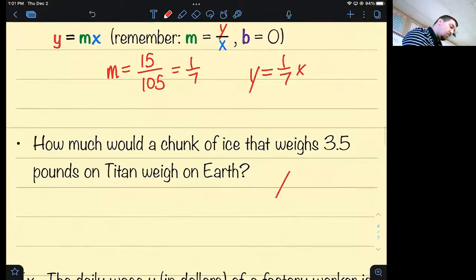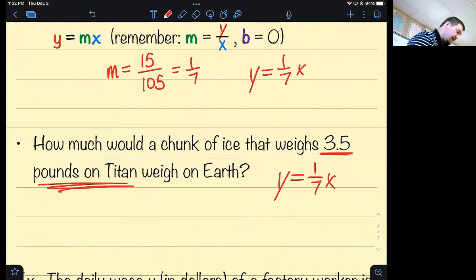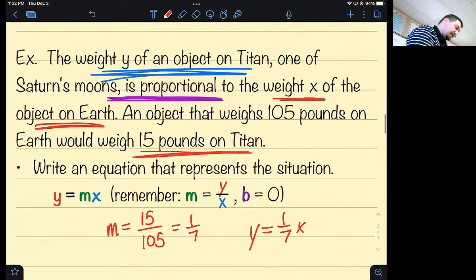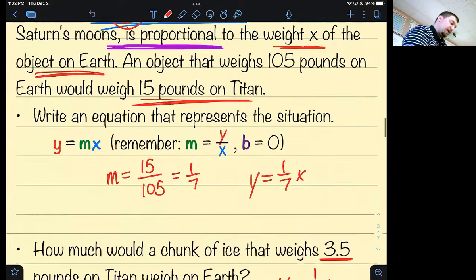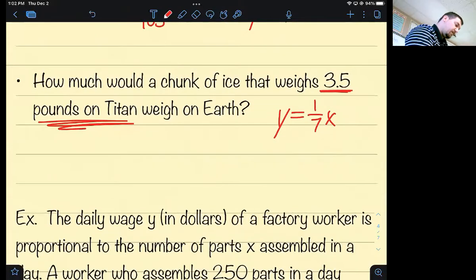Well, I have this equation, y equals 1/7 x, which says that everything on Titan weighs 1/7 of what it weighs on Earth, because x is its weight on Earth, times it by 1/7, and you get its weight on Titan. So y is always going to be smaller. Well, unless you're plugging in 0, it would be the same. So I'm going to take 3.5, which is what it weighs on Titan. And since the weight on Titan is the y value, we're just going to plug 3.5 right in for y, right there.